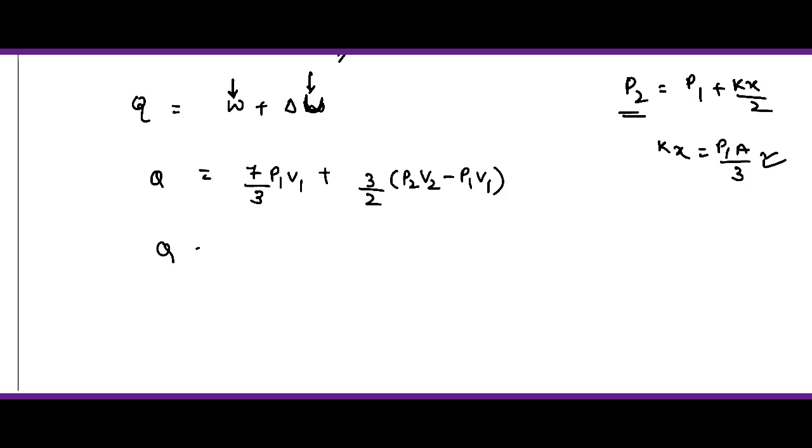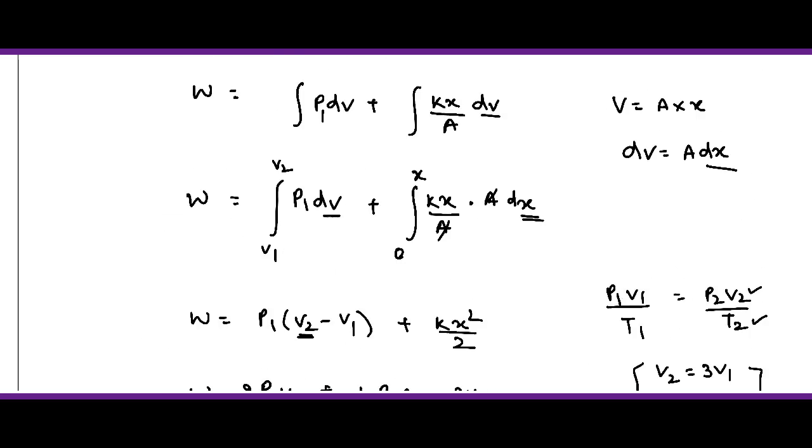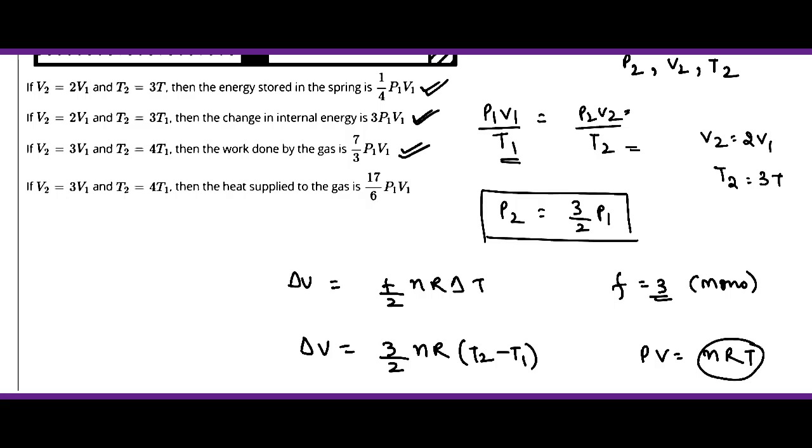So Q comes out to be 7 by 3 P1 V1 plus 3 by 2, putting the value of P2, which I already calculated, this 4 by 3 P1. Okay, 4 by 3 P1 into V2, which is given in the question as 3 V1, minus P1 V1. After simplifying this, finally the heat supplied to the gas comes out to be 41 by 6 P1 V1. But in the statement they are saying that the heat supplied to the gas is 17 by 6 P1 V1, which is not correct.